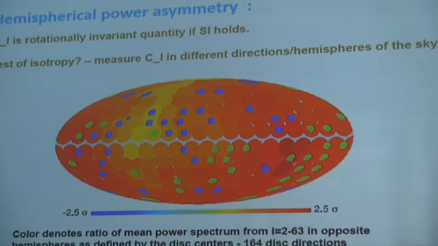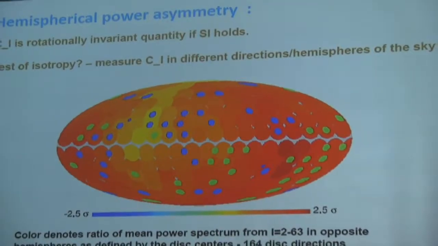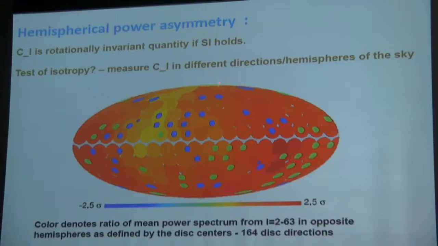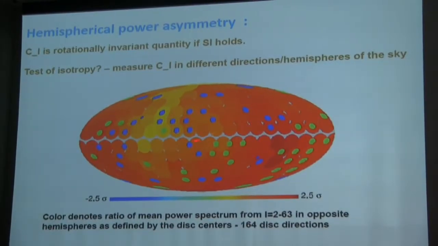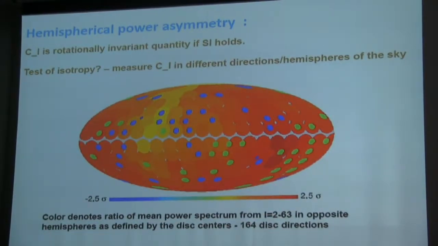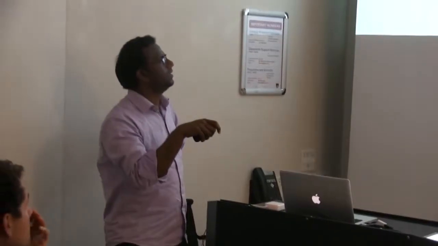So I will illustrate some signals of isotropy violation seen in CMB data. This is one of the early signals of isotropy violation seen in CMB on very large angular scales. This is called the hemispherical power asymmetry. Some of the colleagues of David from Oslo did this. Basically, you compute the power spectrum, the CL that I showed earlier, in different hemispheres, centered with respect to the disk centers.